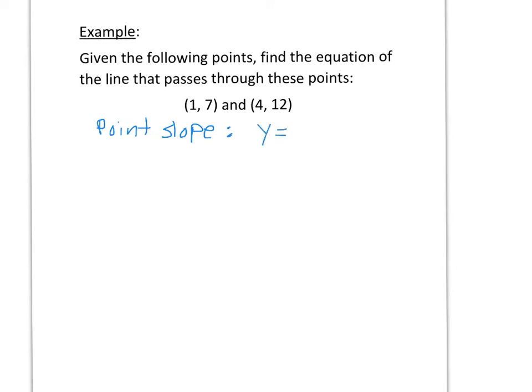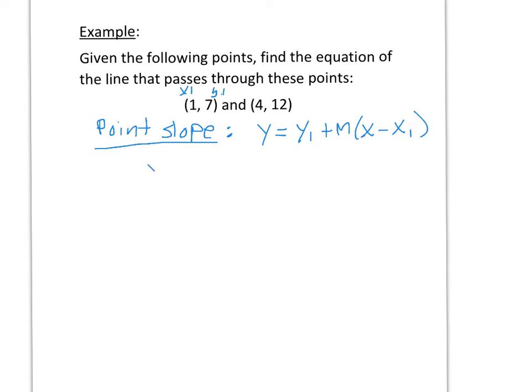y equals y1 plus m, our slope, times x minus x1. And basically, we're allowed to take one of our points, x1, y1, and I'm going to use this one right here. This is my x1 and that's my y1. And we're going to plug that into this equation to start finding the actual equation for our line.